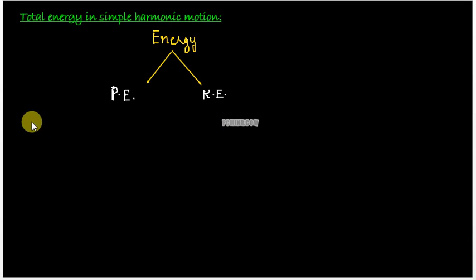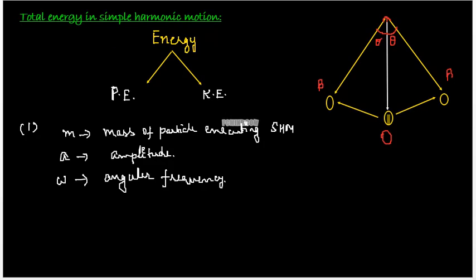So, first let's calculate the potential energy in simple harmonic motion. Let's write down all the parameters first. We have m as the mass of the particle executing the simple harmonic motion, A is the amplitude, the maximum distance from the mean position, that is at the extreme position, and omega is the angular frequency.